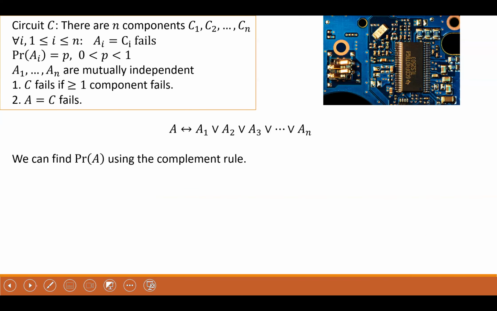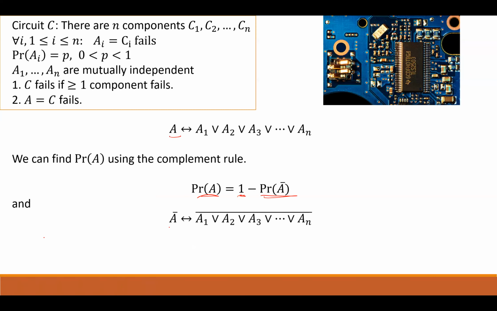Okay, so we want to find this probability, and we're going to use the complement rule. So the probability that our circuit fails is 1 minus the probability that the circuit does not fail. Well, we can define that as the complement of A, or the negation of A.